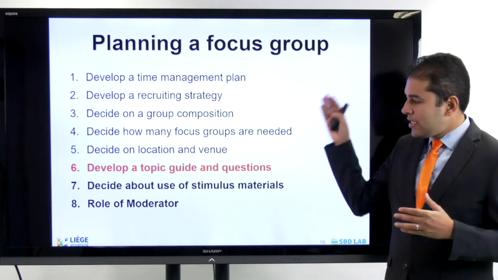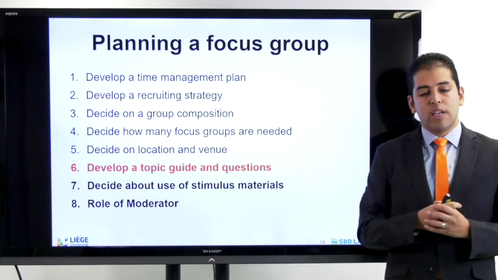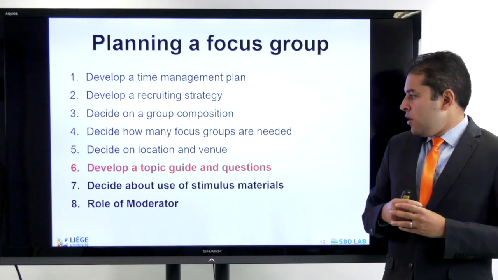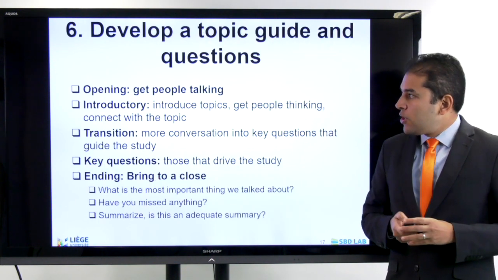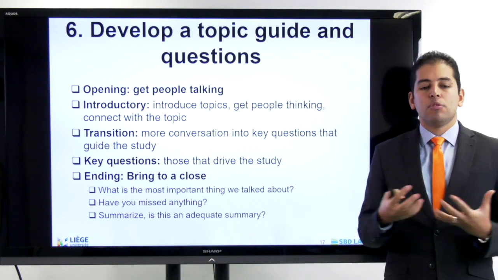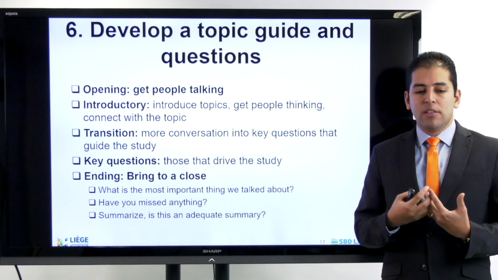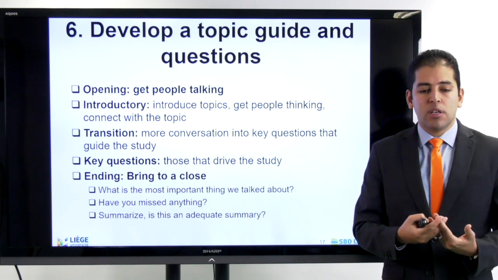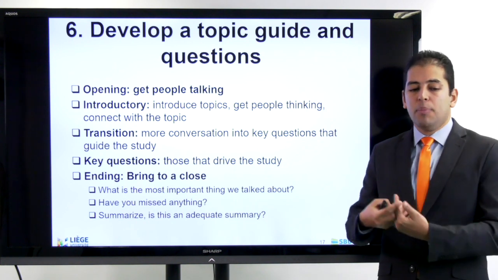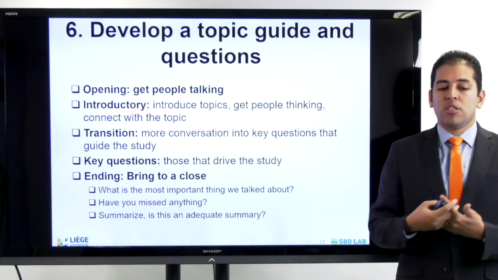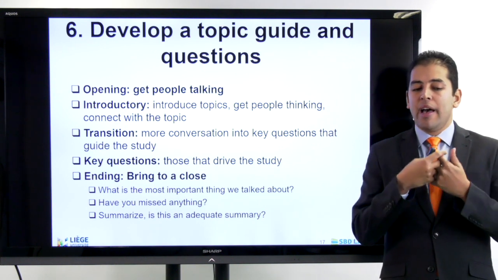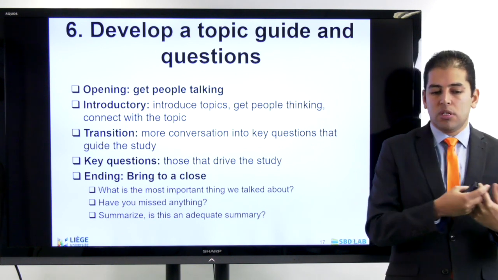How to do that? These are actually the 8 steps that you need to take into account when you plan your focus group discussion. Well, to develop a topic guide and questions, I need to have, first of all, an opening. I need to get people to talk. After that, I can do an introduction, I can introduce the topic, get people thinking, connect with the topic, and then I can move to the transition, where I have a conversation leading into the key questions that I have prepared to guide the whole study.